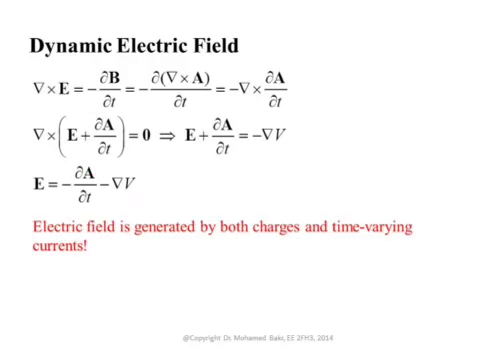So if you want to get the dynamic electric field, we now have to solve for two potentials: a scalar potential V and a vector potential A. Solving for these two will result in the electric field.